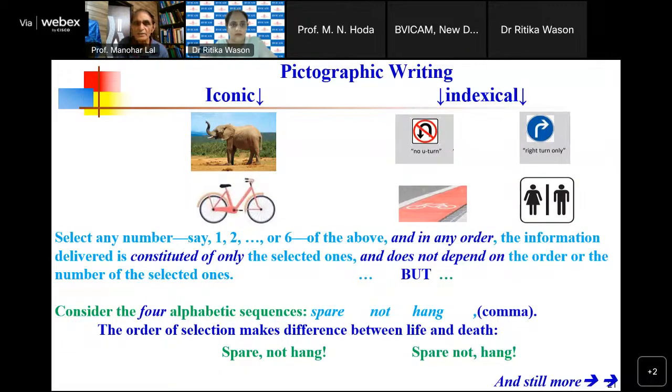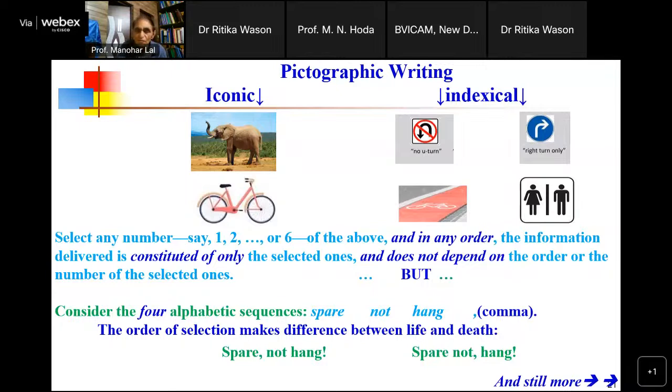Friends, in order to understand the significance of alphabetization, I have here pictographic, not alphabetic, writings. We have iconic and indexical ones. They are six in number. Now you pick up one, two, three in any order, all the six. If you select three, the information conveyed is just of those three only, nothing else. If you add a fourth, the additional information conveyed is only the information contained in the fourth. And that is of pictorial writing, that is icons or indexical signs which are pictorial. You choose as many, the information conveyed is not anything additional.